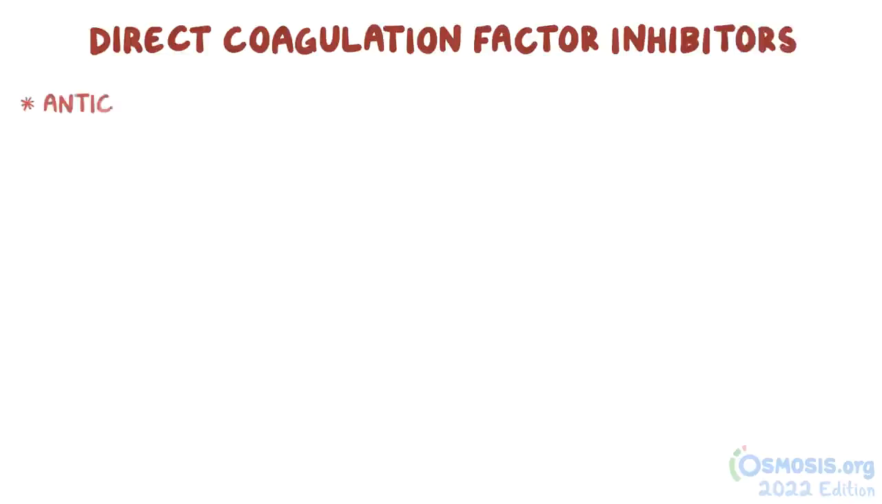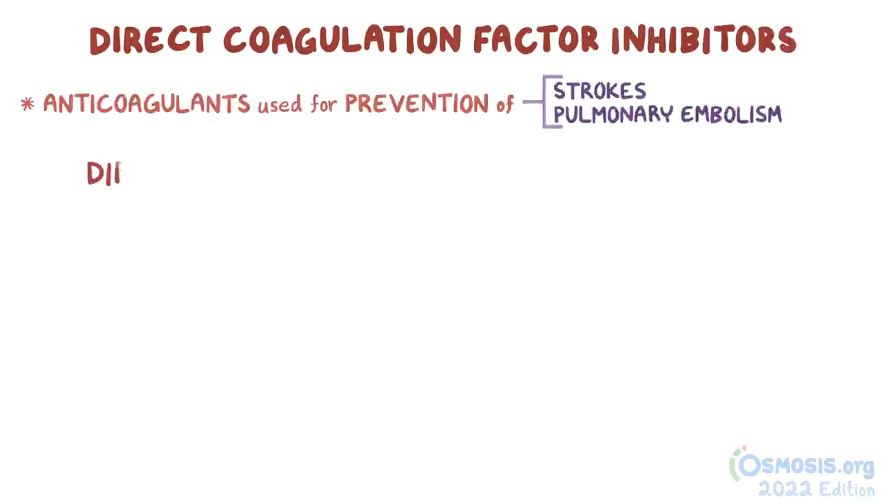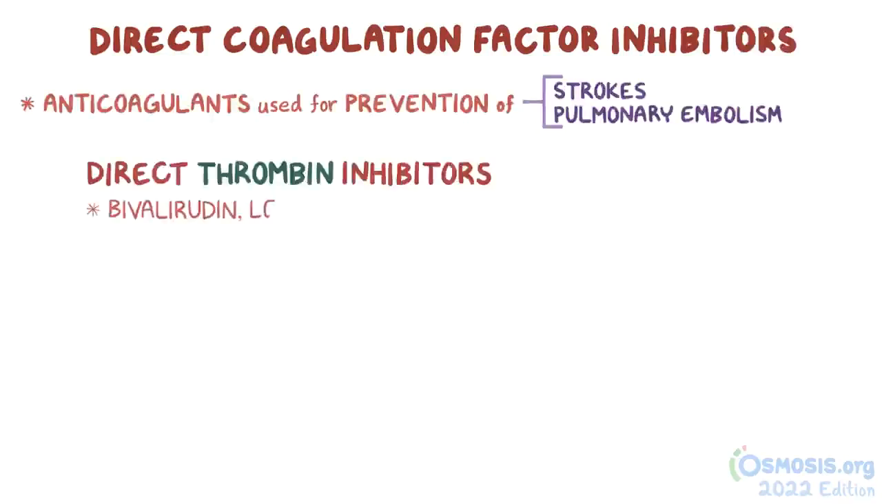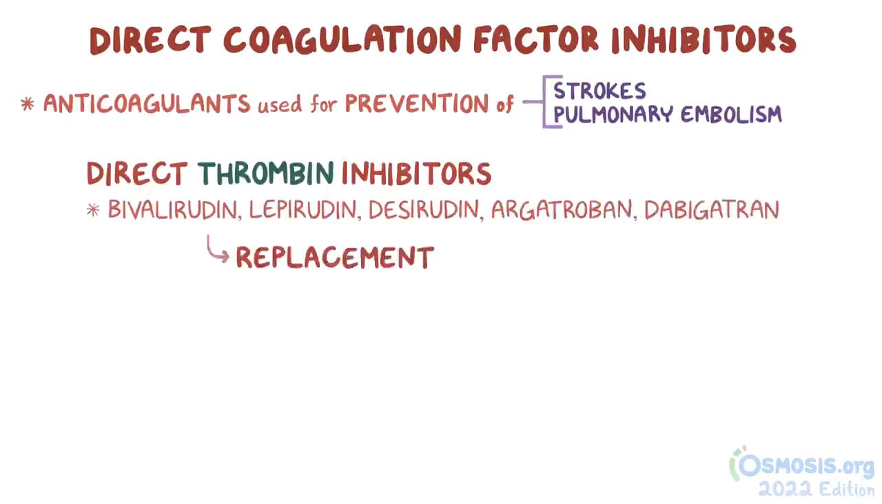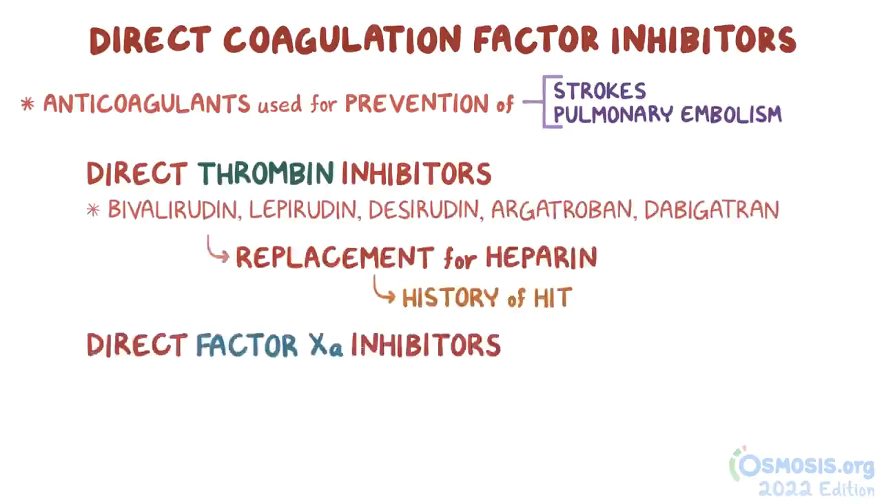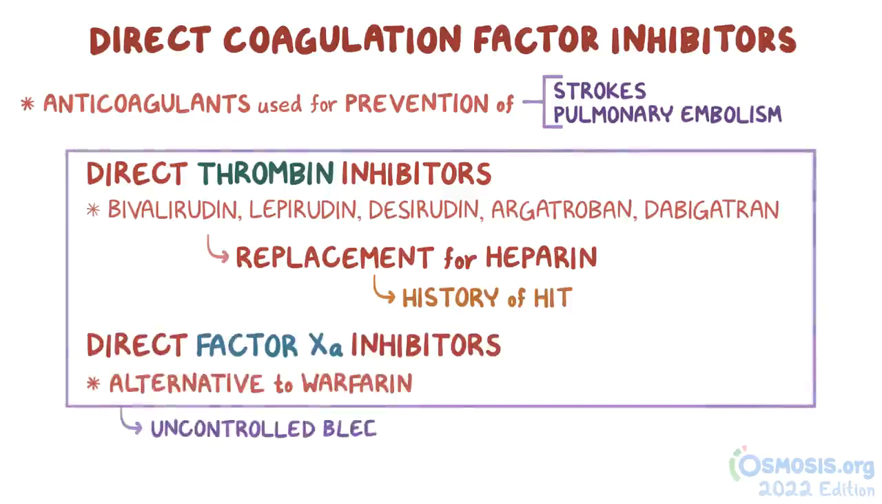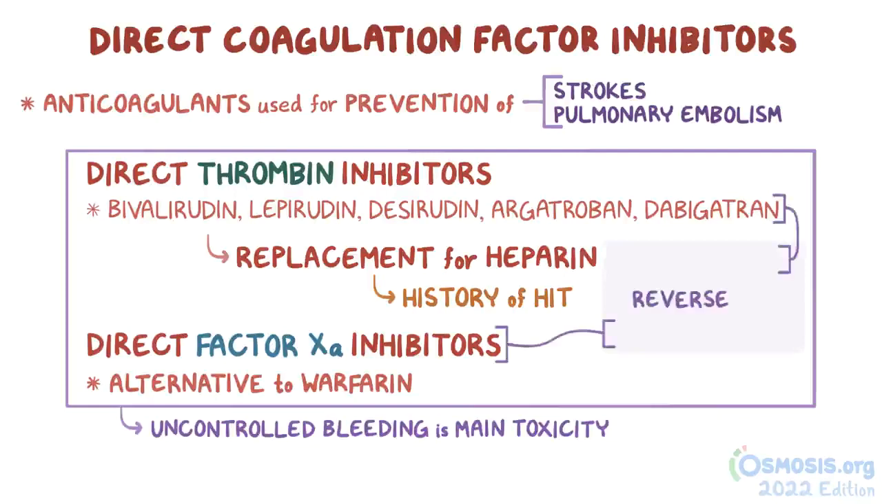Alright, as a quick recap. Direct coagulation factor inhibitors are anticoagulants used for prevention of serious conditions like strokes and pulmonary embolism. Direct thrombin inhibitors like bivalirudin, lepirudin, desirudin, argatroban, and dabigatran can be a useful replacement for heparin in people with a history of HIT. Direct factor 10A inhibitors like rivaroxaban and apixaban are becoming more commonly used as an alternative to warfarin. Both classes of medications have uncontrolled bleeding as their main toxicity, but the effects of dabigatran and factor 10A inhibitors can be reversed by idarucizumab and andexanet alfa, respectively.